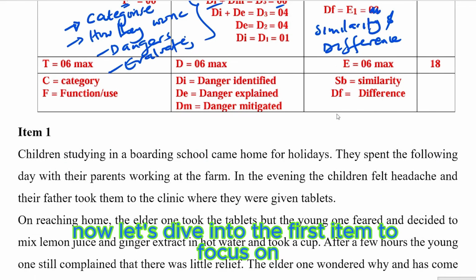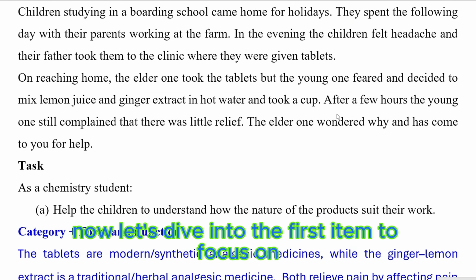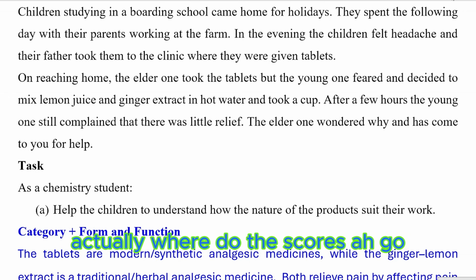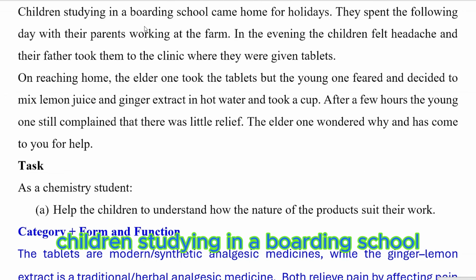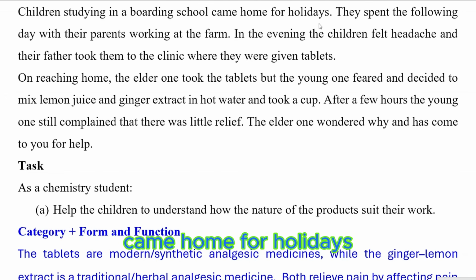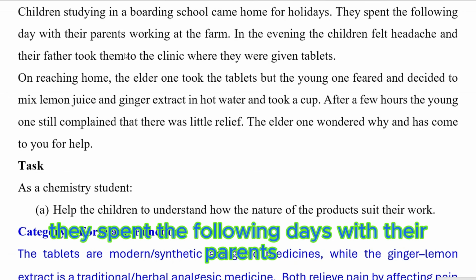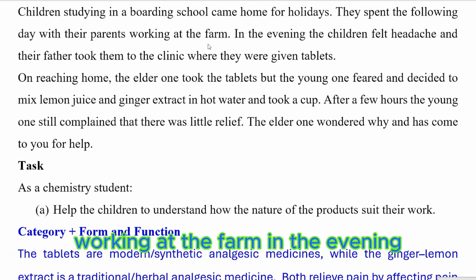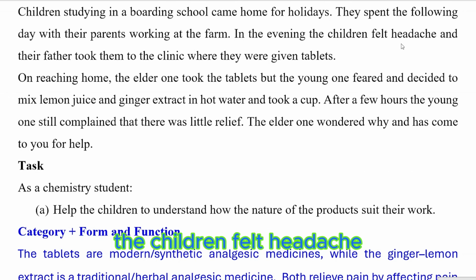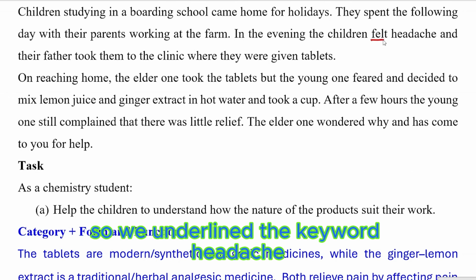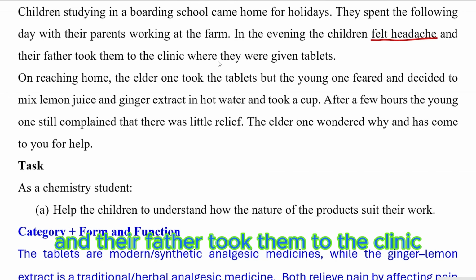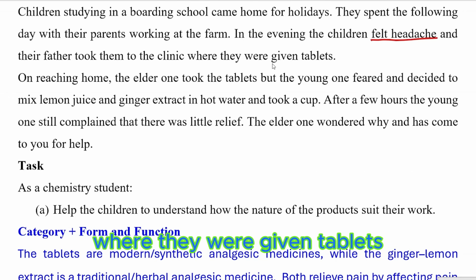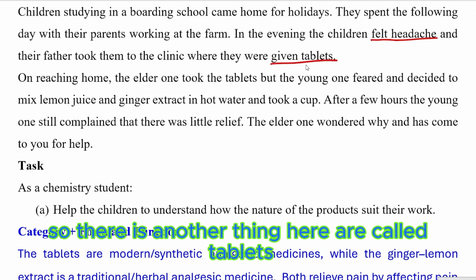Now, let's dive into the first item to focus on actually where do the scores go. Now, item 1 says, children studying in a boarding school came home for holidays. They spent the following days with their parents working at the farm. In the evening, the children felt headache. So we underline the keyword headache. And their father took them to the clinic where they were given tablets. So there is another thing here called tablets.